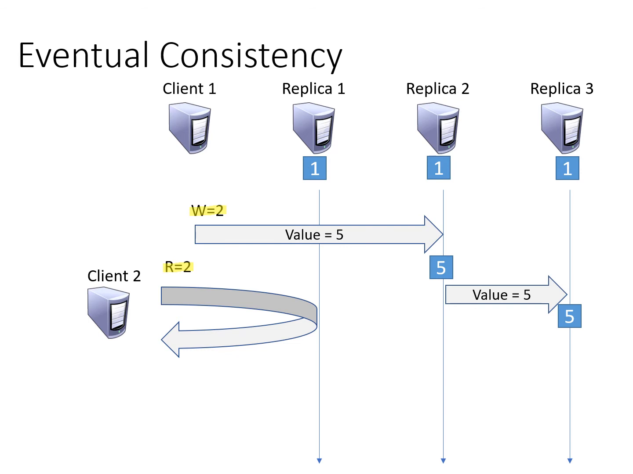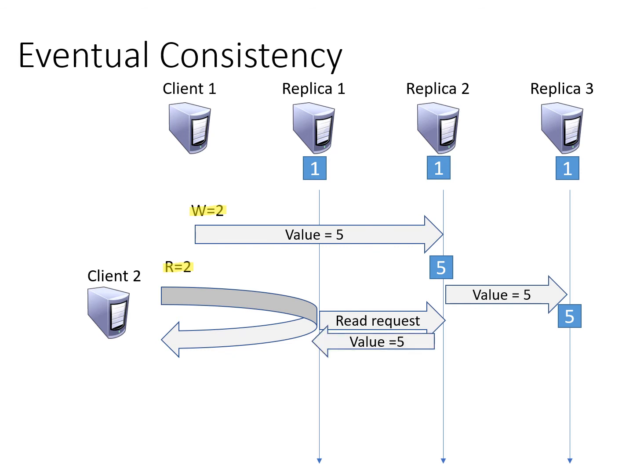But because we're reading with an R value of 2, replica 1 will say, okay, I've got a value, I'm going to get a value from another replica. So it goes to replica 2 and says, what's your latest value for this request, this database object?